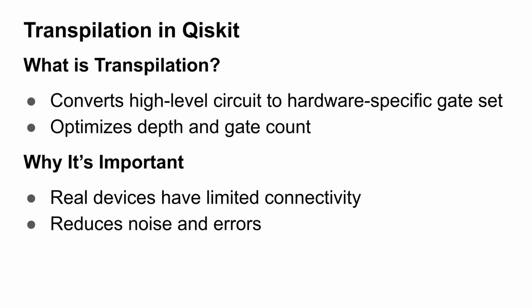Transpilation converts a high-level circuit into a hardware-specific gate set, optimizing depth and gate count. This is important because real devices have limited connectivity, and transpilation helps reduce noise and errors.